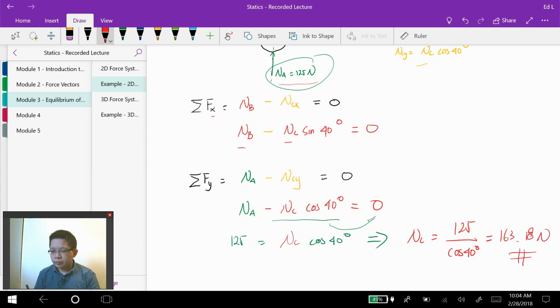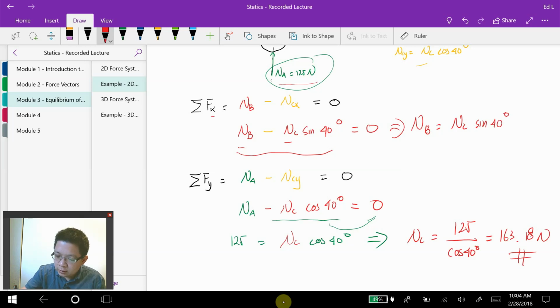Alright, so once you know NC, we can go back to this equation right here and solve for NB. Okay, so here we can calculate NB is equal to NC sine 40 degree. So we have 163.18 times sine 40 degree, and if my calculation is right, I will obtain 104.89 Newton.